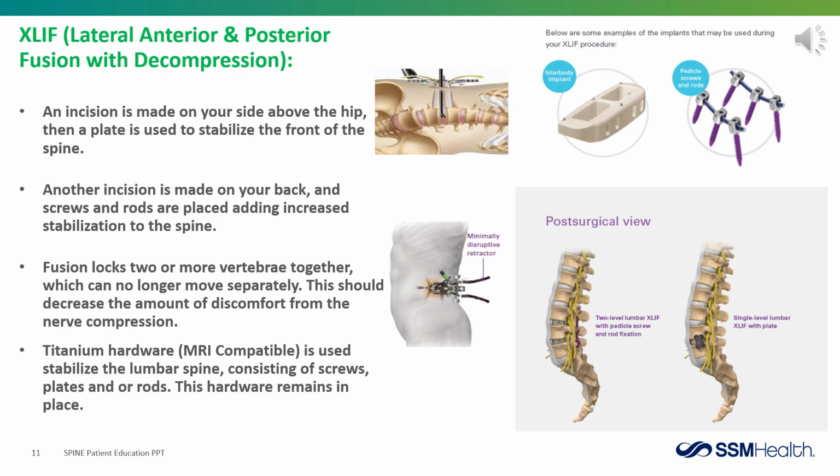You're then flipped over to where you're laying on your stomach, where another incision is made on your back, and screws and rods are placed, adding increased stabilization to the spine. The fusion locks two or more vertebrae together, which can no longer move separately. This should decrease the amount of discomfort from the nerve compression.